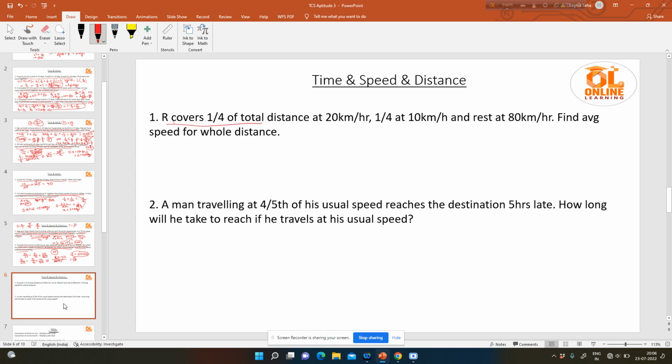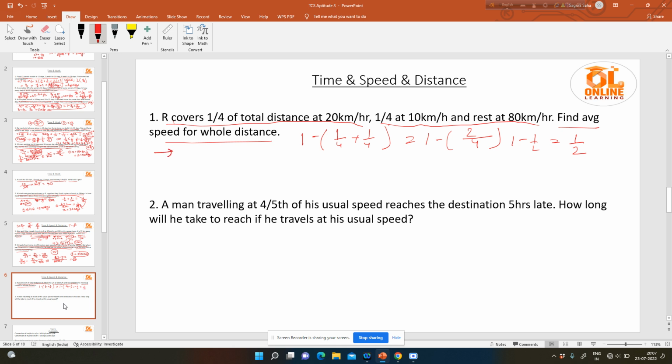R covers 1 by 4th of the total distance at 20 kilometer per hour, again 1 by 4 of the total distance at 10 kilometer per hour, and the rest at 80 kilometer per hour. Find the average speed for the whole distance. So the leftover distance is 1 minus, 1 by 4 plus 1 by 4. If we take the LCM of 4, it would be 2 by 4, that is 1 minus half, so the leftover distance is 1 by 2.